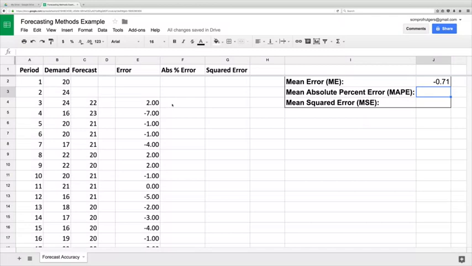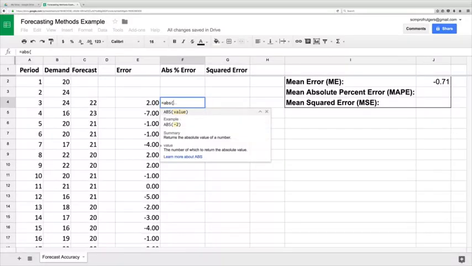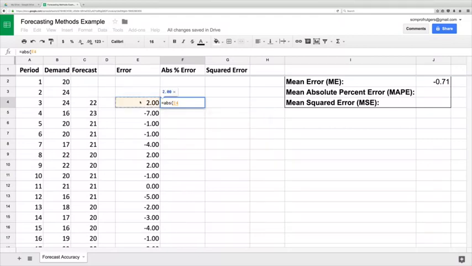Now let's look at the absolute percent error. So the absolute percent error needs 2 parts. One is we need to get an absolute error, and then we need to convert it into percent. So we get the absolute error by taking the absolute value, and we already calculated error, so I'll keep using that. And then we need to divide it by our demand to get it into a percent form. So the absolute value of the error that we previously calculated divided by demand.